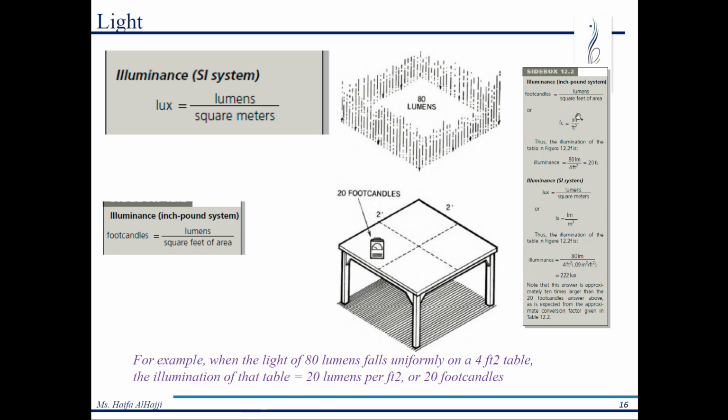Or you can calculate it using the foot candle. So 2 by 2 feet is 4 square feet. So 80 over 4 is 20 foot candles. As we said before, 1 foot candle almost equals 10 lux, so it's almost similar, 200 lux, 220.